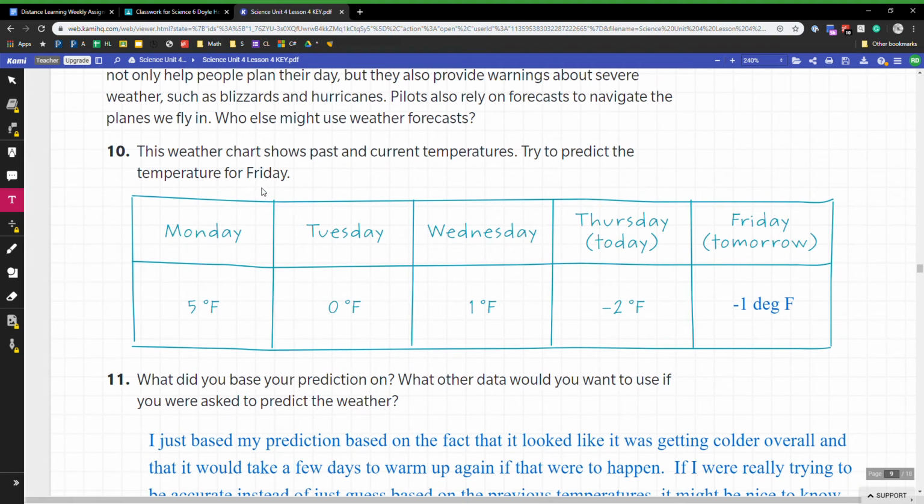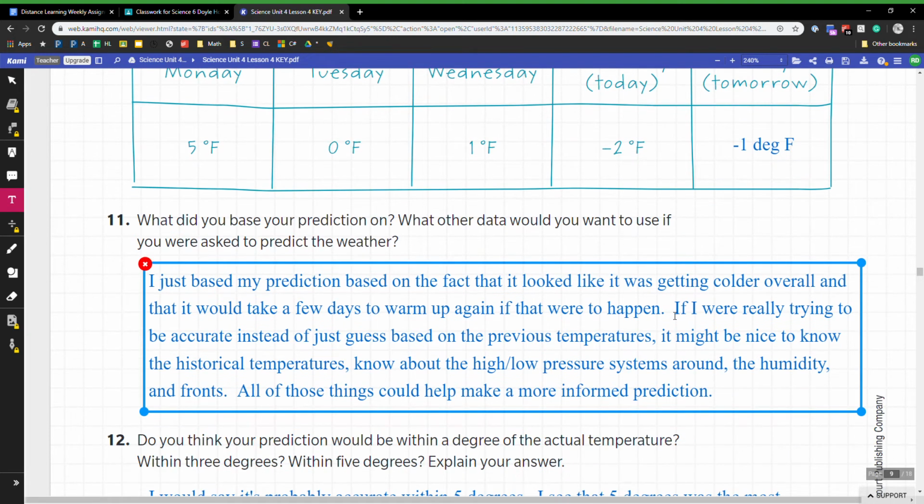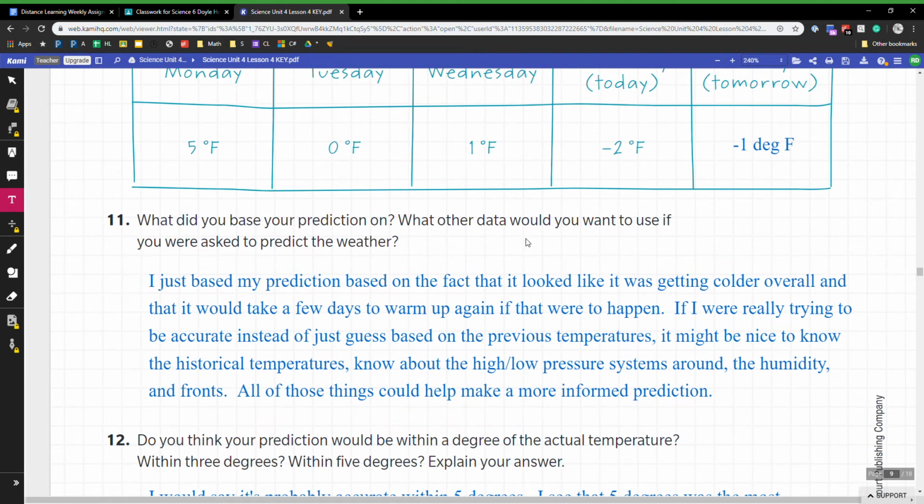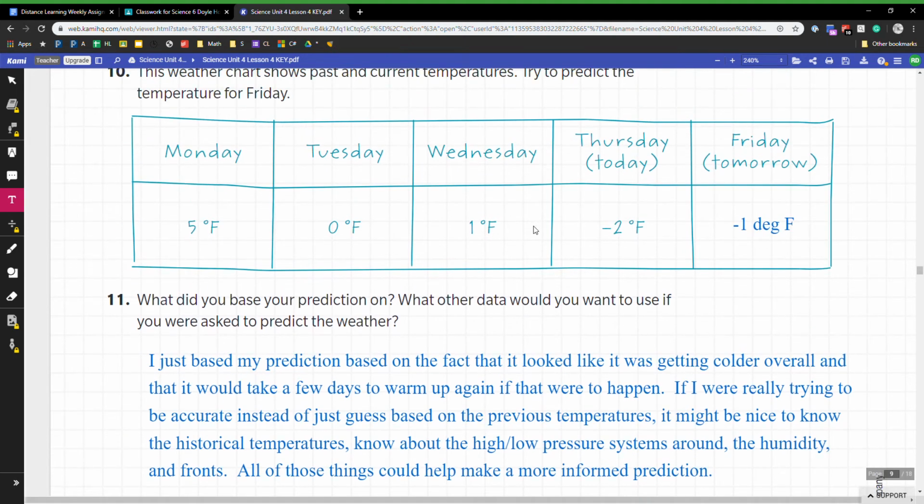It says, this weather chart shows past and current temperatures. Try to predict the temperature for Friday. So it's 5 degrees, 0, 1, -2. So I said -1 is my prediction. And then it says, what did you base your prediction on? I just guessed. I mean, there's really no data here.